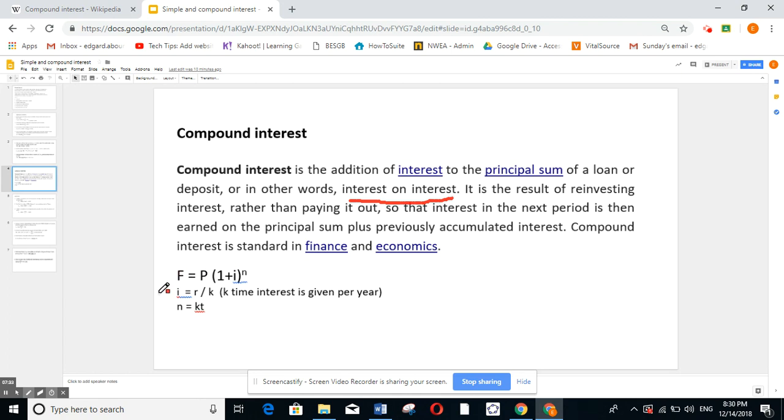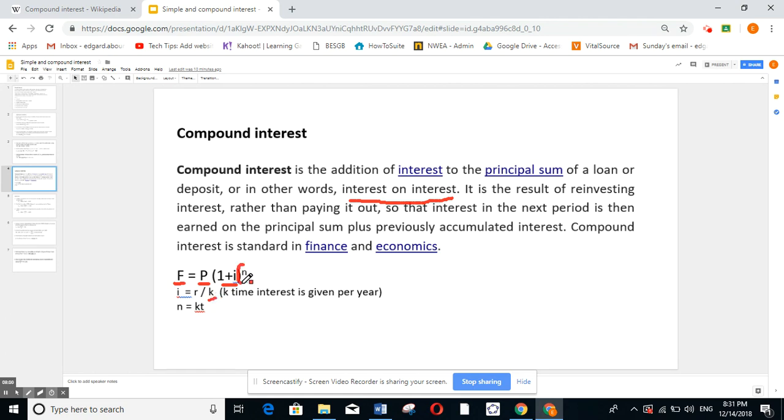The formula of compound interest is future equals P times 1 plus i, to the power n. Future is the future value, P is the present value, and i is R over K. R is the rate of interest you get per year. Suppose it's 12%. K is the number of times interest is given per year. If it's monthly, you divide by 12. If it's quarterly, you divide by 4. If the interest is compounded semi-annually, divide by 2. If it's annually, we divide by 1.